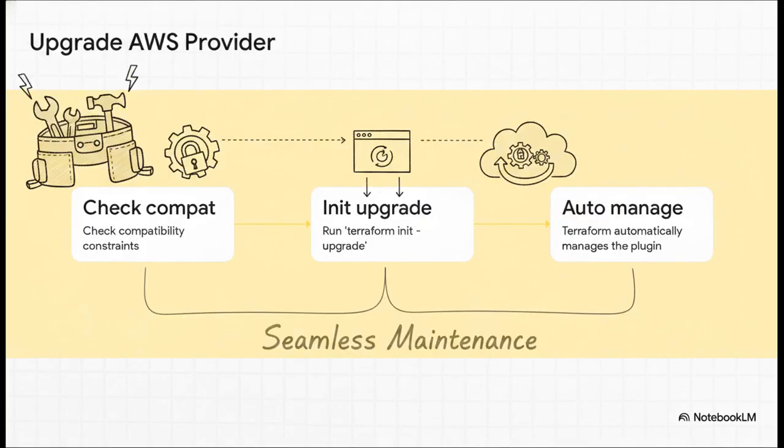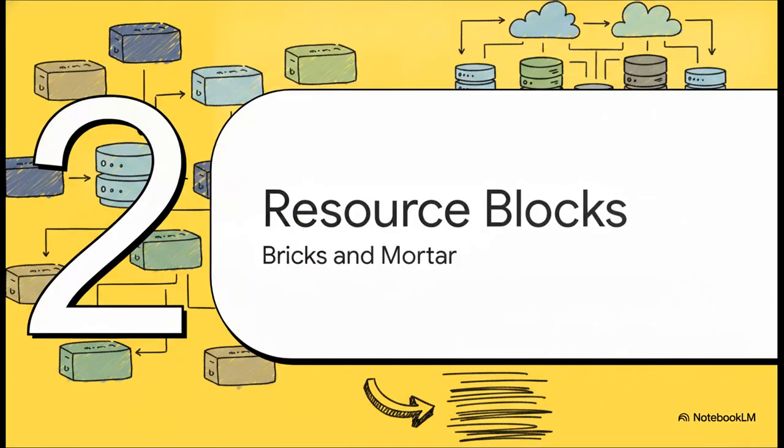Now, occasionally, your contractor is going to need to update their tool belt. Upgrading the AWS provider is actually wonderfully simple. You just set your version constraints and then run terraform init -upgrade. That's literally it. Behind the scenes, Terraform automatically manages and updates the plugin for you. Super seamless maintenance. Moving right along to Section 2, building with resource blocks. These are the literal bricks and mortar of your cloud house.